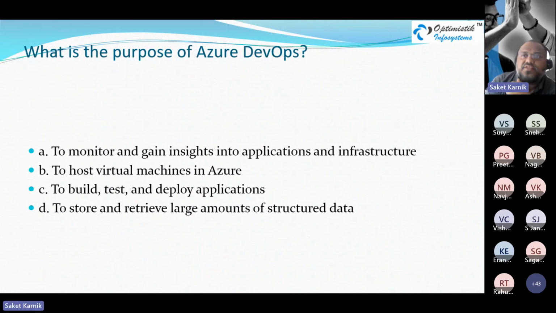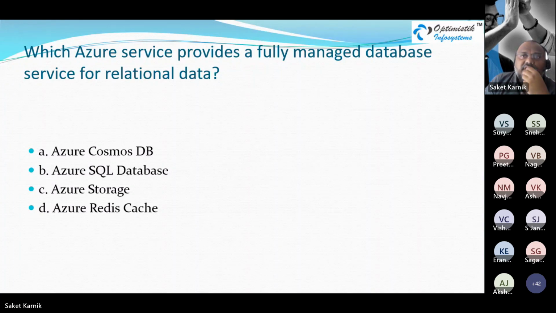Here is the next one, Navjot. What is the purpose of Azure DevOps? It's an interesting question, yeah. Most of the answers are option C. Correct. That's right. So CI/CD should be the first thing coming to mind, and that itself answers it to be C, right? Here is the next one.